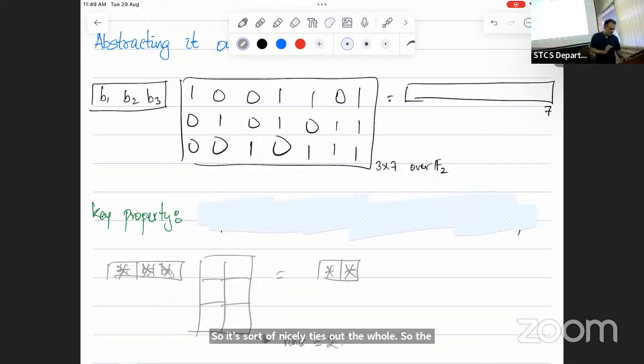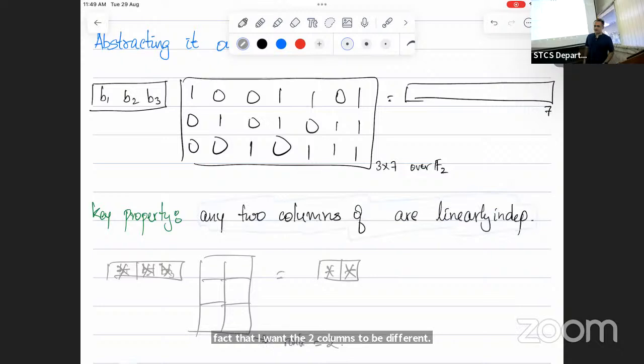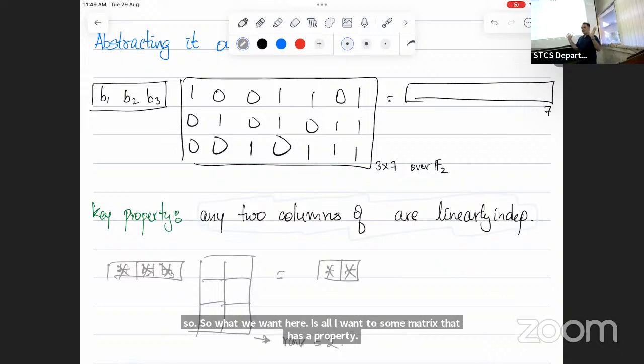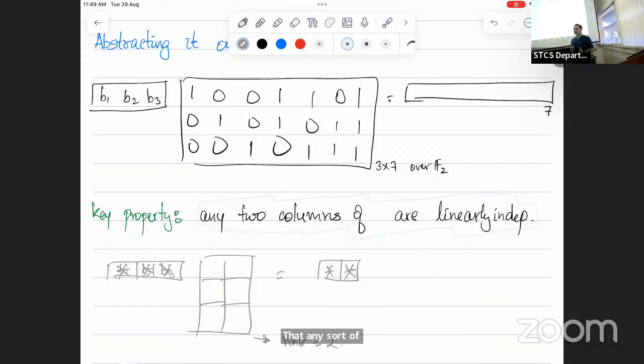So the property we want from the above matrix is that no matter which 2 columns you choose, those 2 columns are linearly independent. Because it's 2, linearly independent just means that I want the 2 columns to be different. So all I want is a matrix with the property that any k columns you care about are linearly independent, if you want k-wise independence. If you have that property, then this is a formal proof that the resulting distribution will indeed be k-wise independent.